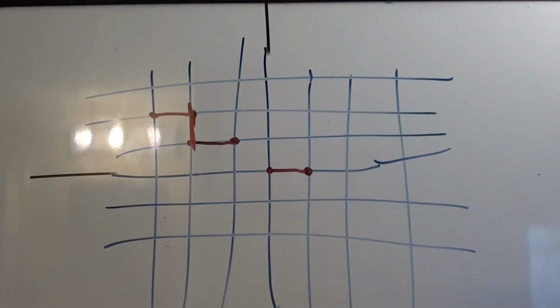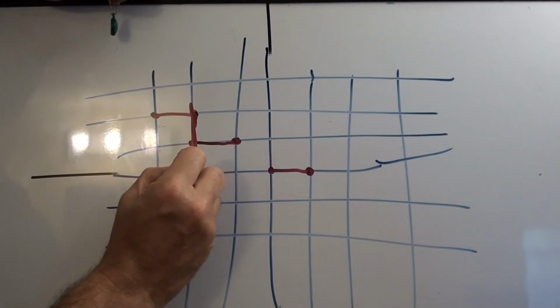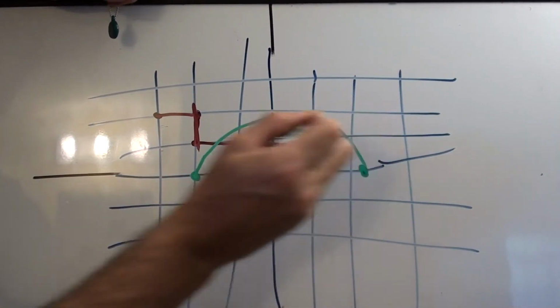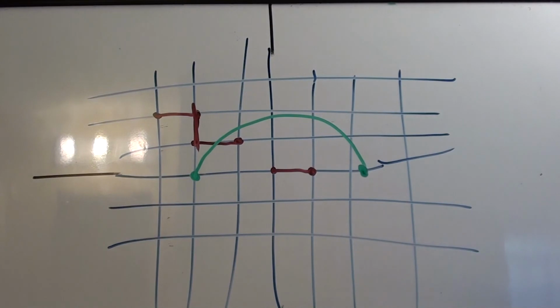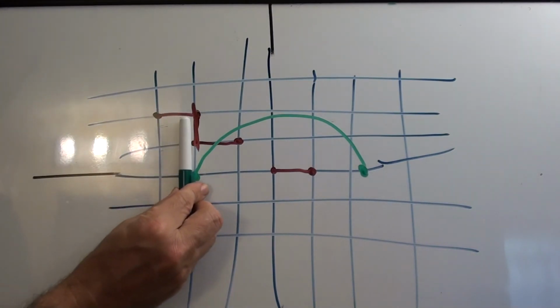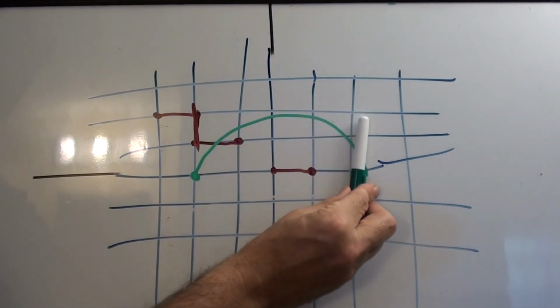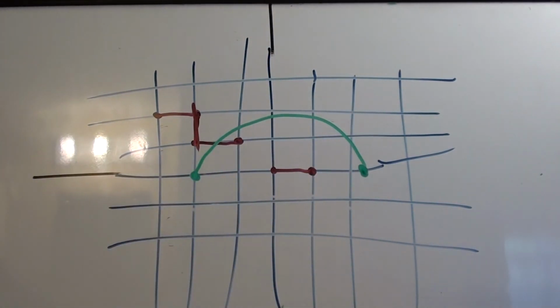Okay? What if we did, and I'll do this in green, what if I did this? Is that a function? Well, let's do the vertical line test and see if it touches at least 2 places. Here we go. No, it doesn't. So that is a function.